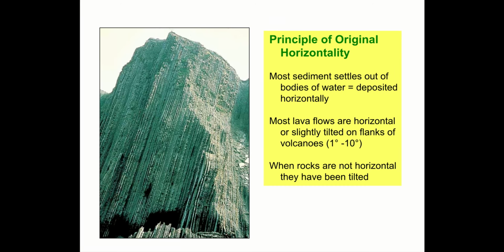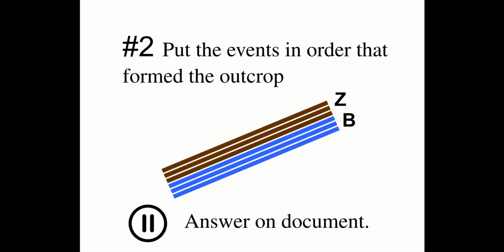So here's your second puzzle. You have the 2 rock formations, but there should be 3 events. Pause. So the answer we're looking for is B, then Z, or B, comma Z, and tilt. So B, Z, tilt.